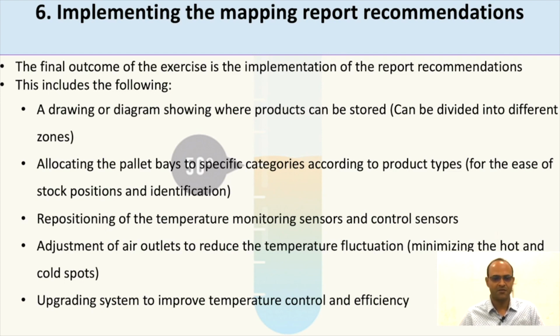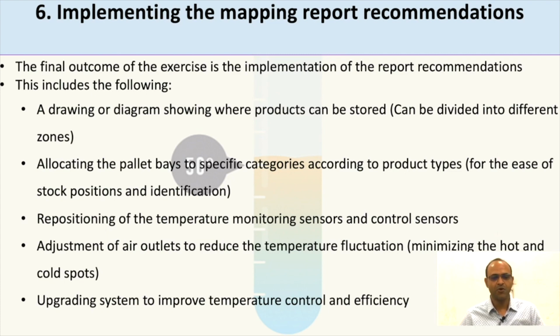This can be subdivided into different zones. Allocating the pallet bay to specify the category according to the product type. For example, here depending upon the requirement of the product, the space can be designated.